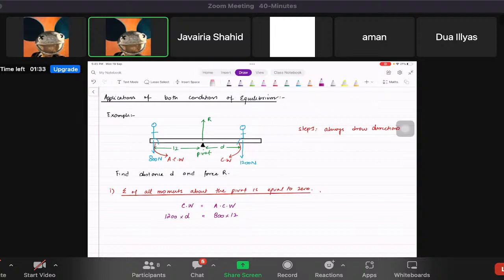Now you're just going to find this, and d equals 800 times 12 divided by 1200, which is basically 8 meters, as simple as that.